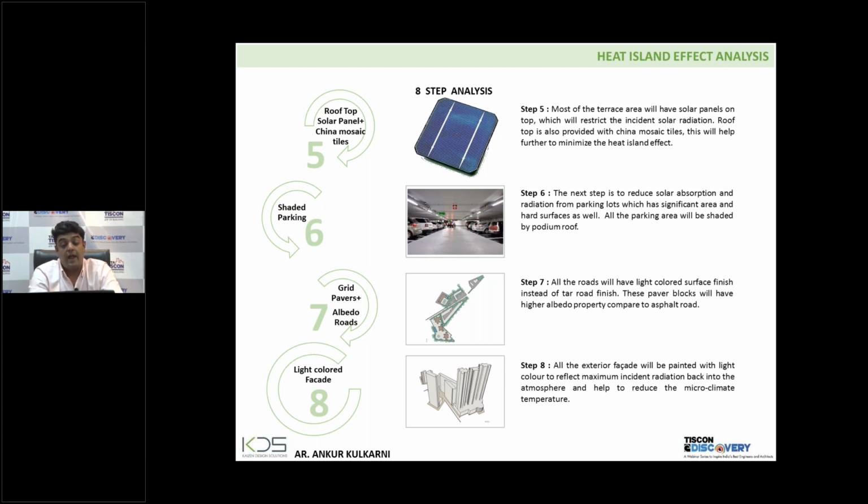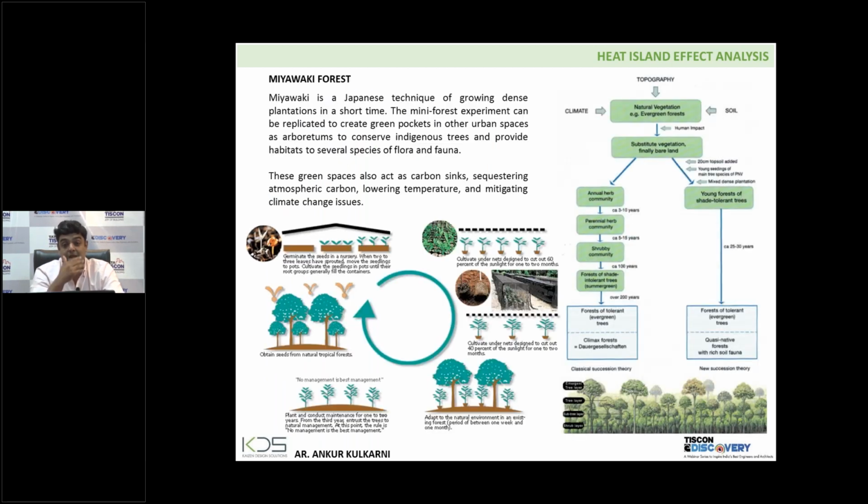So grid pavers, light albedo, high albedo roads, light colored facade, shaded parking, landscaping, mutual shading, water bodies, and on top of the terrace a combination of china mosaic and greenery. So with all these strategies, and of course a Miyawaki forest in this particular project, a small one, this is a new concept, I'm not an expert on this, one landscape consultant introduced this, but this helped us a lot to reduce the heat island, at least in that area of the surroundings. So that's why I've kept these two slides also.